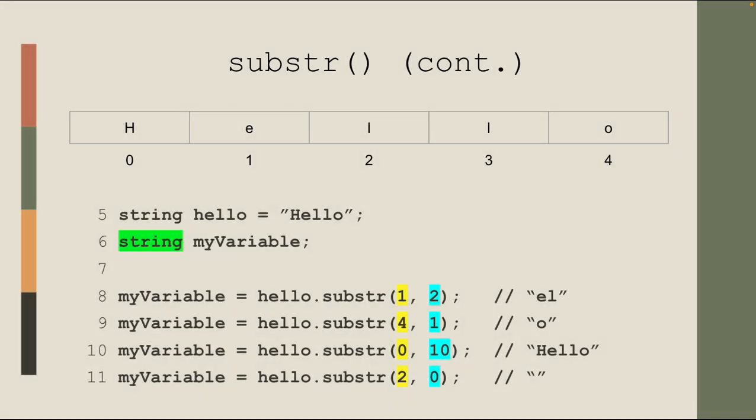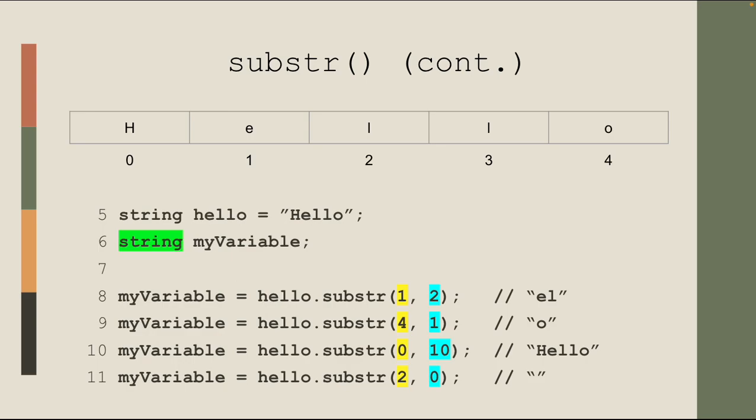Some use cases for it, boom. Lines 5 and 6, I'm creating some variables. Line 5 is the string that we're going to actually operate on. Line 6 is where we're going to store the result. So going to line 8, remember, 1 means start from the second position because we start counting from 0.